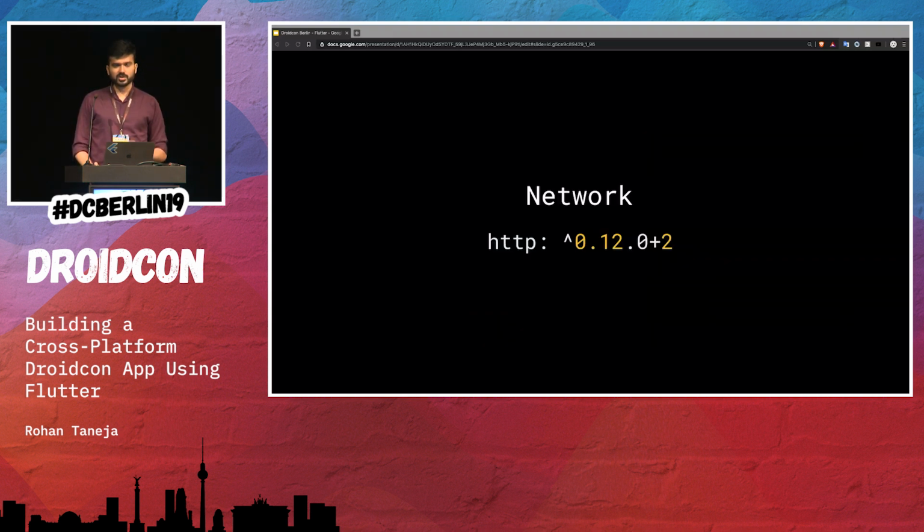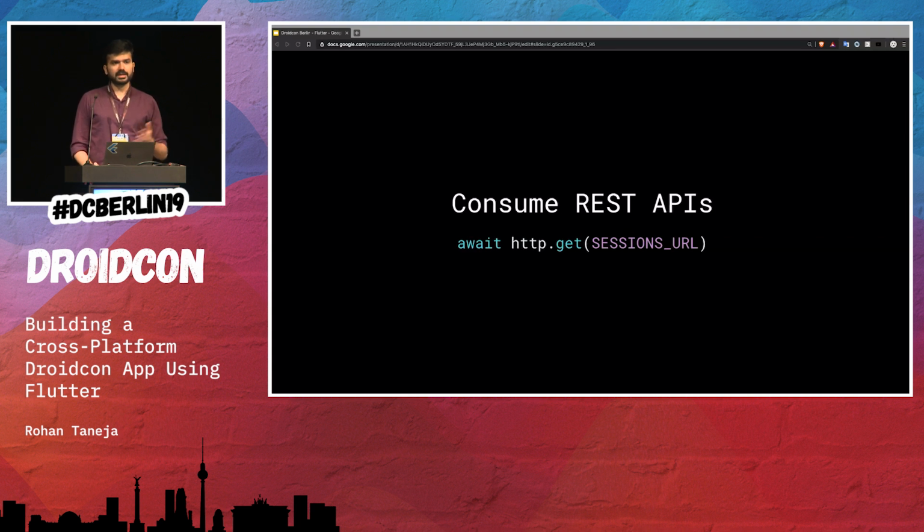So how did we consume the REST APIs? With Flutter, it's not as complicated as it is with native Android right now. Just have one dependency, that's the HTTP package available on pub.dev. That's where all the Flutter dependencies are. And you don't need any enqueue or on failure methods. You just need one await call.